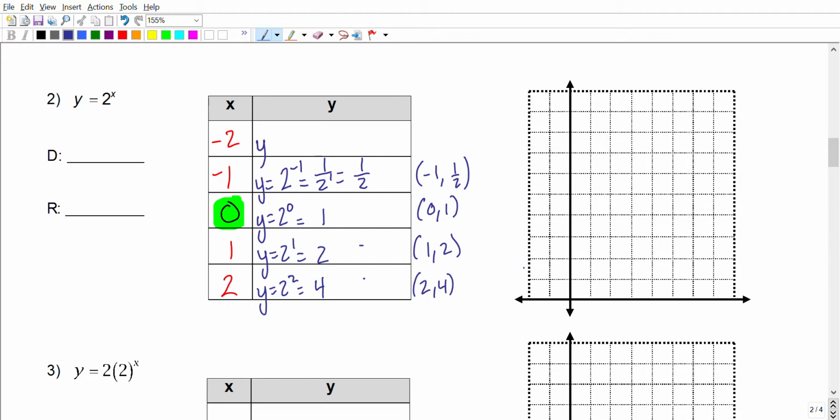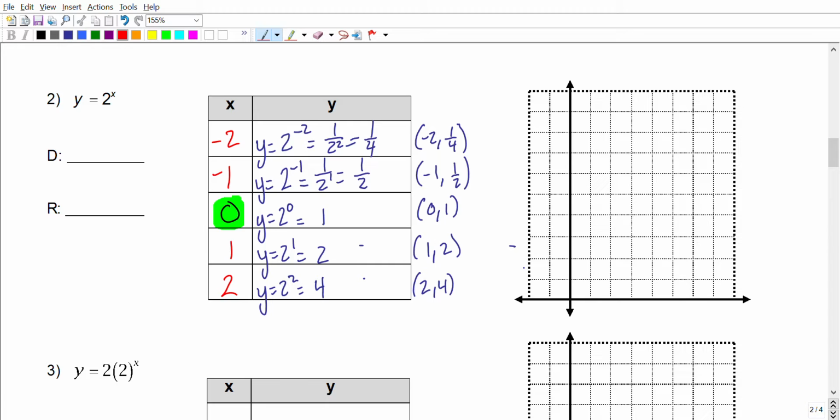And finally, this is 2 to the -2, which is 1 over 2 to the second, which is 1/4. So my last ordered pair is -2, 1/4. You don't have to write the ordered pairs on the side, guys. You should be able to read them just from the values you have already found. But if it does help, go ahead and draw those on the side there.